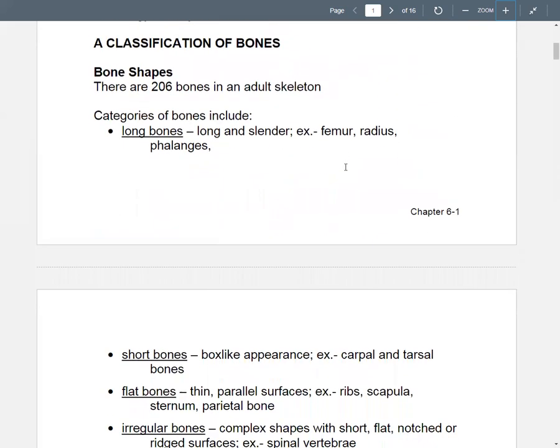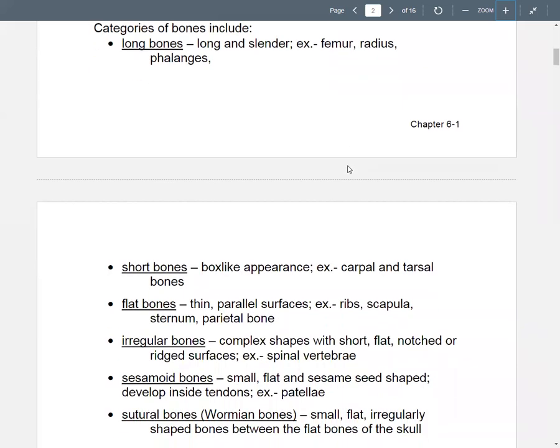How many bones do you have? 206. So that probably will show up either in lecture and lab, but you need to know that number. Okay, how many bones do we have? We have 206. So what are the different kinds of bones?